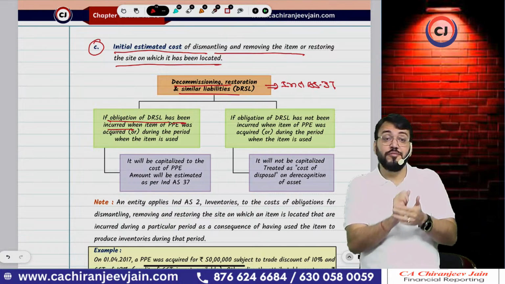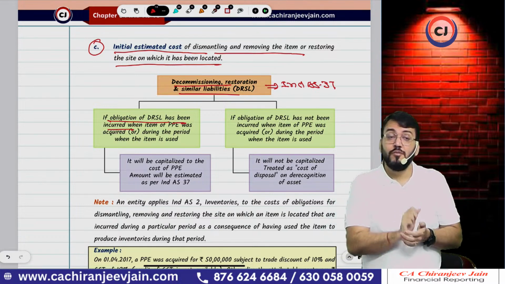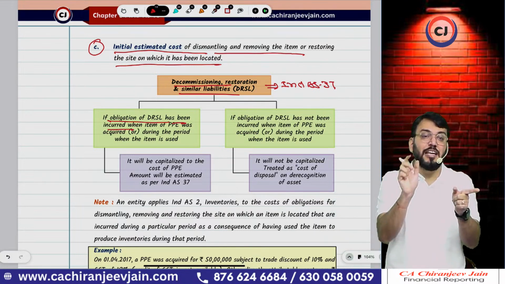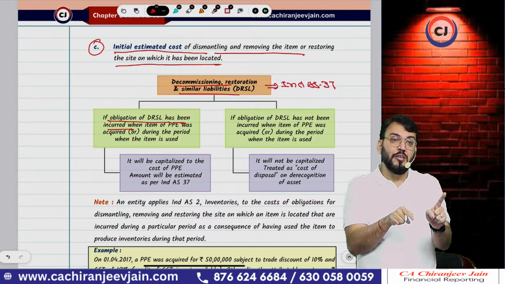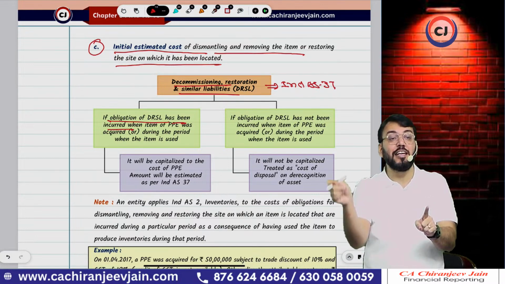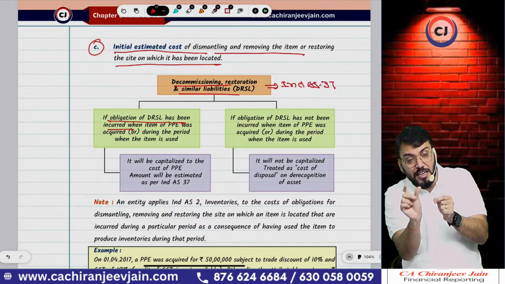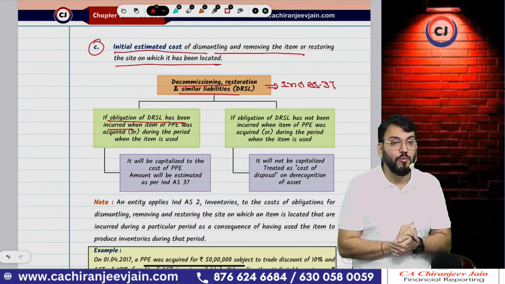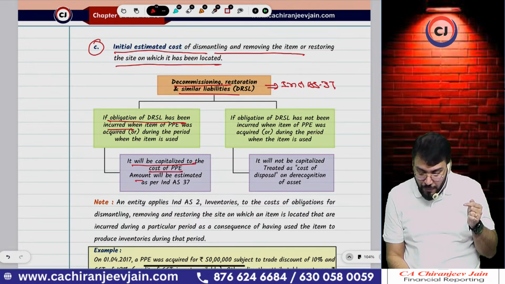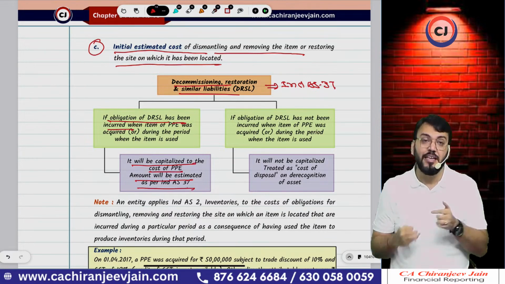The entire amount. Which amount? The provision amount. Provision means, as per Ind AS 37, the present value of future expenditure. The provision you are calculating as per Ind AS 37, Ind AS 16 is only saying that this amount will be capitalized. So it will be capitalized to the cost of PPE. The amount will be estimated as per Ind AS 37.